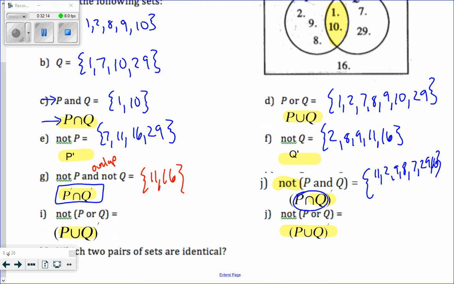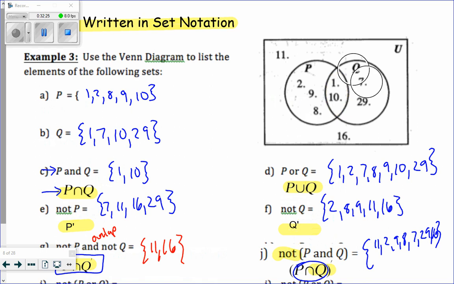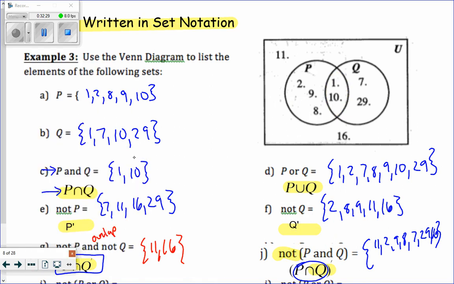Okay. Not P or Q. So symbolically, it means P or Q and not that. So P or Q. What does P or Q mean? It means this and that, right? One or the other or both. So not that would be everything around the edge. So that would be 11 and 16.